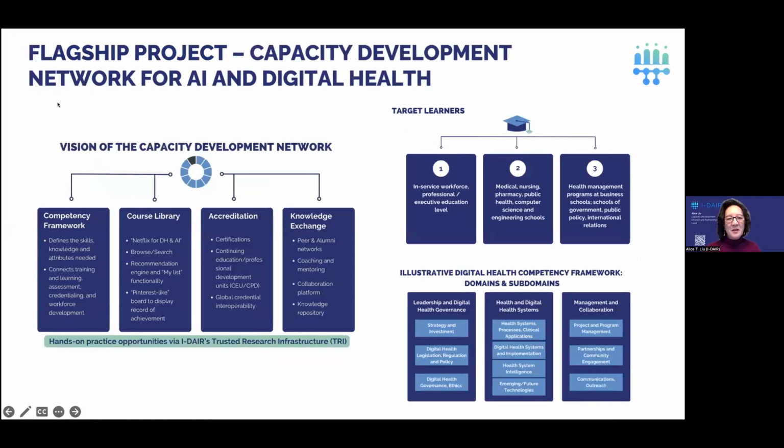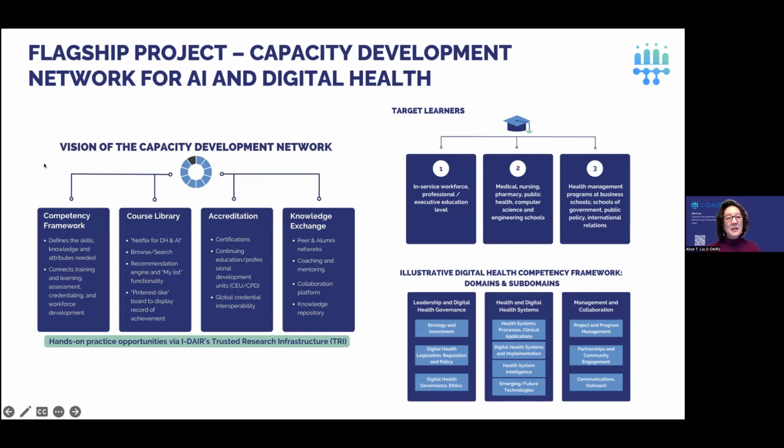This flagship project is one that I'm personally leading. This is our concept for a capacity development network for AI and digital health. In our vision, and we're still early days, is developing a competency framework for digital health and AI. And actually, we're actively doing this with WHO right now. We have 160 plus members of a working group from all over the world working on this.